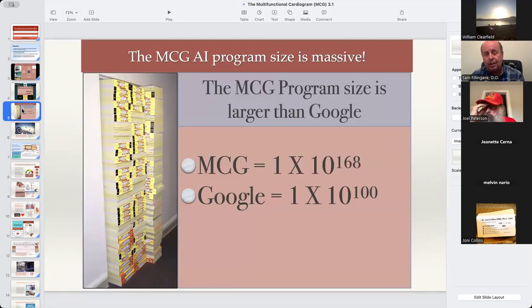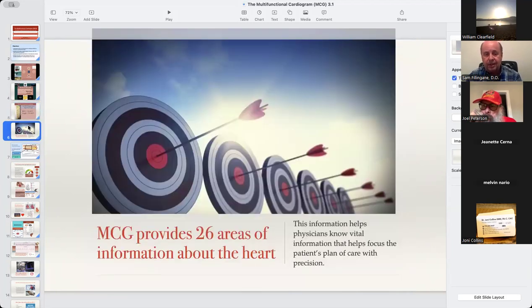This project is huge. We've all used Google in our day-to-day life, and I can only imagine how many things Google does and how big the platform is. But if you actually measure what went into the production of this product and the size of the program, the MCG program is much larger than Google. So that should give you an idea of how much programming went into this project. It sees 26 things about the heart, and it's a game changer.